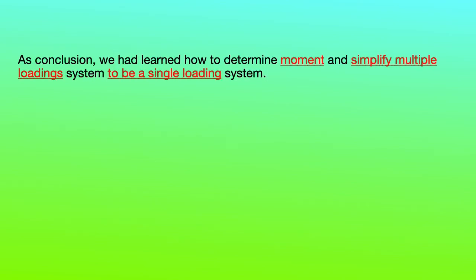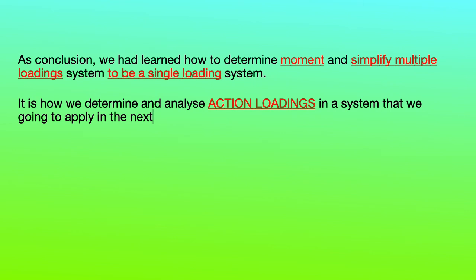So what we have learned in chapter 4, as a conclusion, is how to determine moment and simplify a multiple loading system to a single loading system. These two main things in this chapter are how we determine and analyze action loading in the system, which we are going to apply in the next chapter. So when we know the action loading on the system or on an object, we are going to apply it in the next chapter.